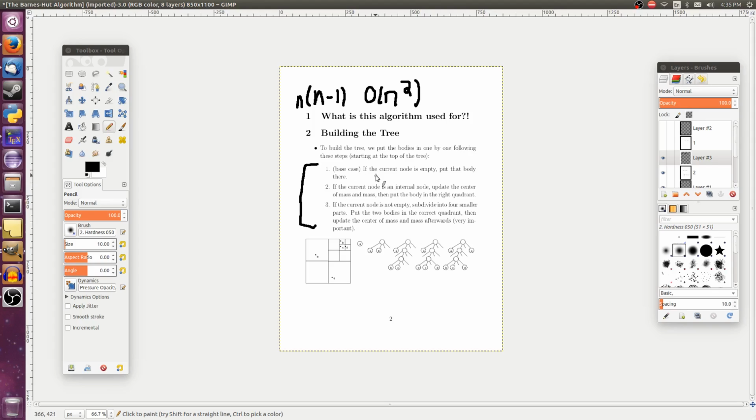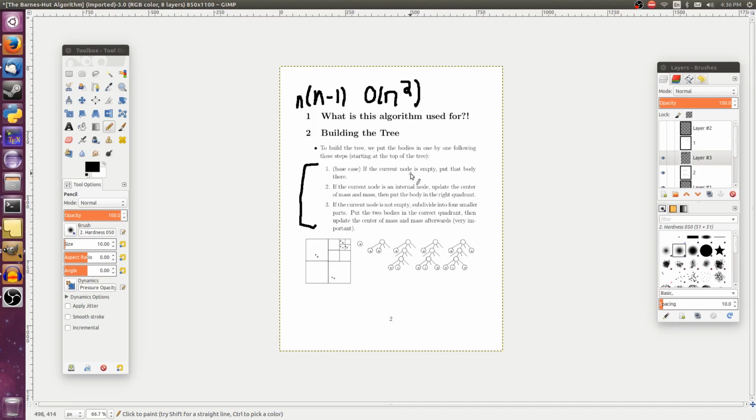So the base case for our algorithm, because if we're going to have a recursive algorithm, it better have a base case or else you're not going to end. You're just going to keep on going over and over again, and that's not going to be a very useful algorithm. It'll never terminate. So our base case is going to be, if our current node is empty, then we just put that body there. Pretty simple.